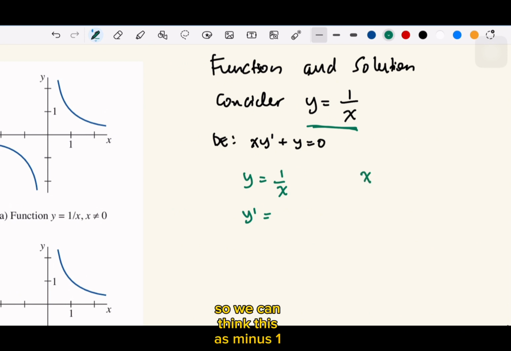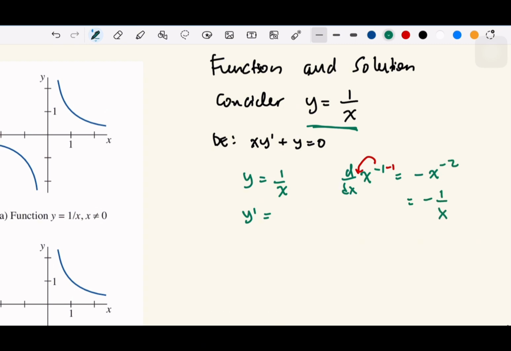So we can think of this as x to the power of -1. So we take the derivative and bring the minus to the front, right? And x, and then we subtract 1 from the power, so it's going to be -2. Or we can say this is like that, okay? So we can write this as -1 over x squared.